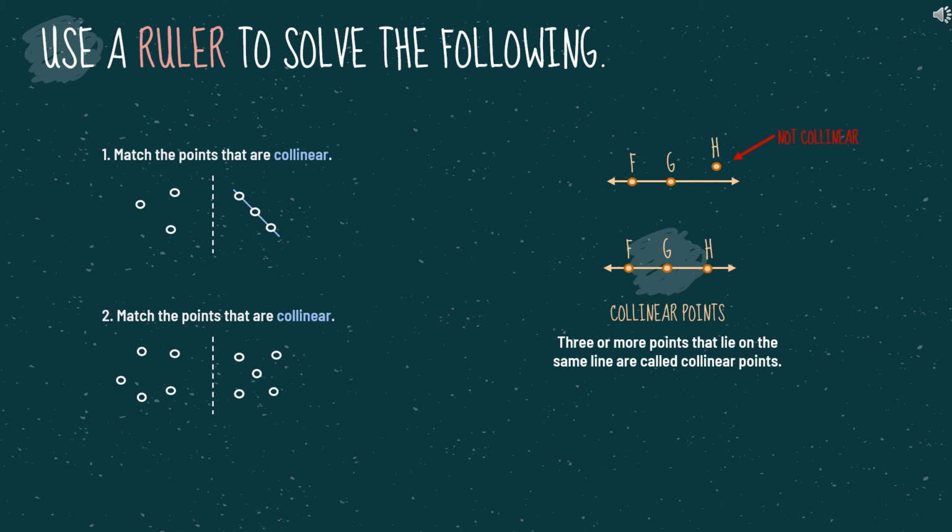In question number 1, the collinear points are on the right. Can you see the line? They are in a straight line and there are 3 points. That means they are collinear. For question 2, the collinear points are also on the right. Can you see that there are 2 sets of collinear points? It makes the shape of a cross.